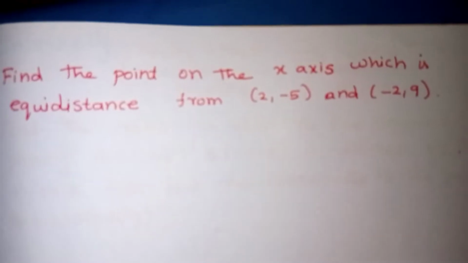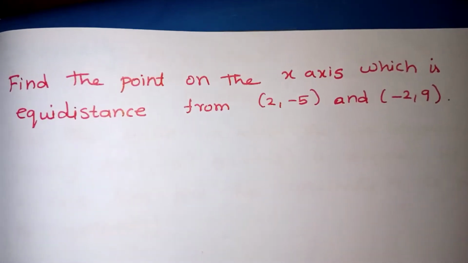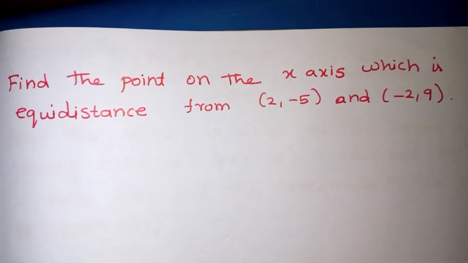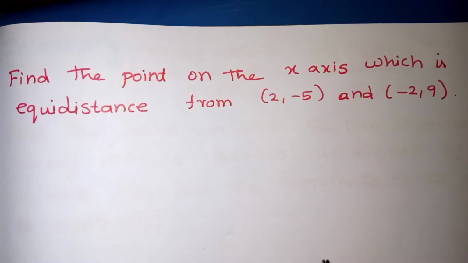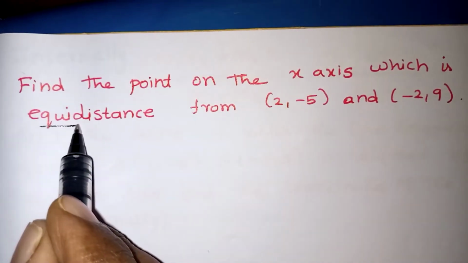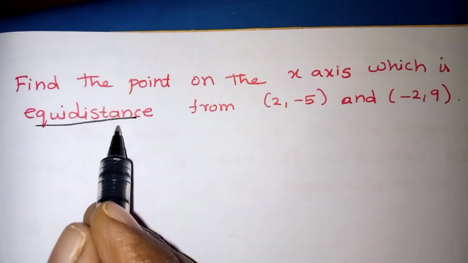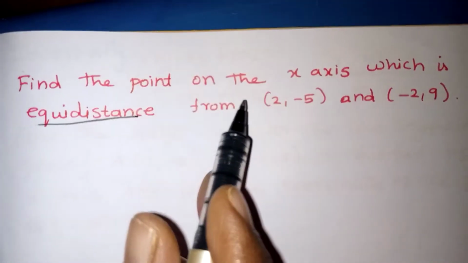Now look at the third type. Our question is: find the point on the x-axis which is equidistant from 2, minus 5 and minus 2, 9. Listen here: equidistant means equal distance from these 2 points. We need to find a point on the x-axis.